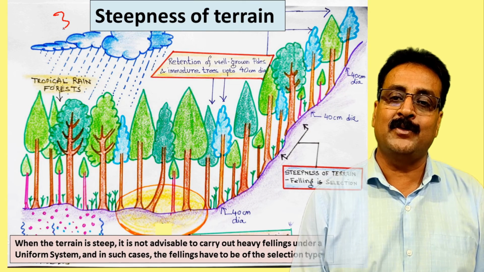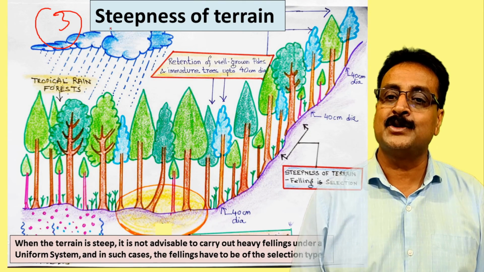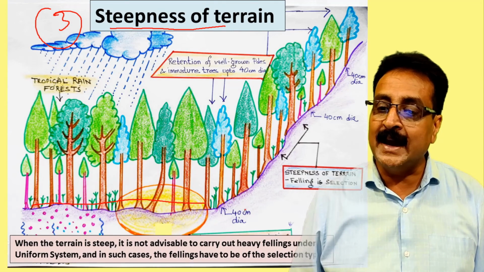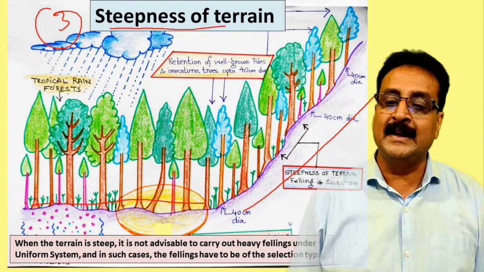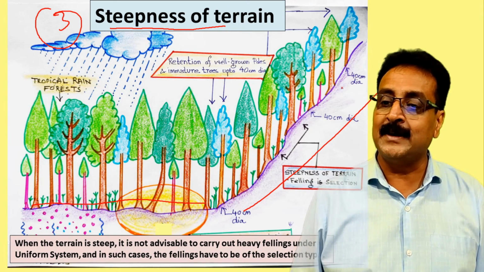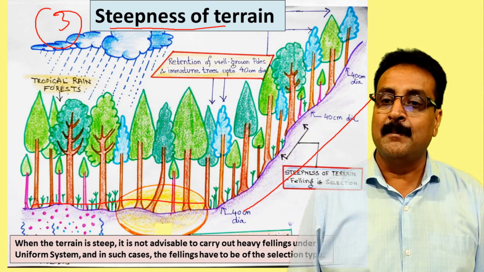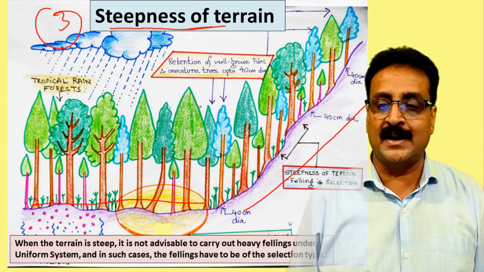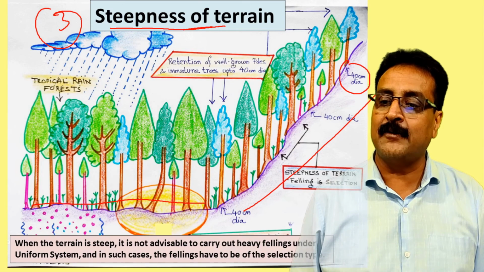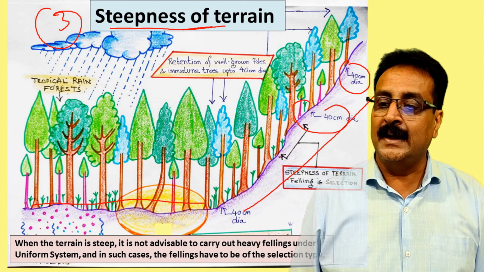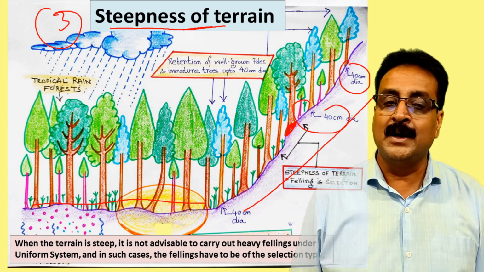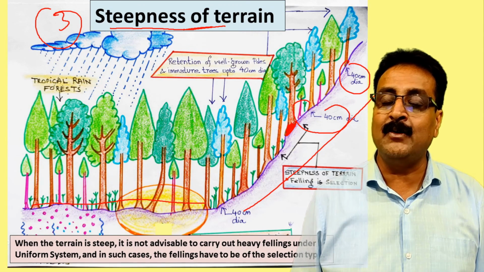Number 3 point we are going to discuss in the pattern of felling is the steepness of the terrain. As I told you, in the same compartment you may have a plain area and a steep area. In the plain area, we follow the uniform pattern, and in the steep area, we follow the pattern of the selection system. You can see the steepness of the terrain. We are maintaining this 40 centimeter dia and below. Because of the steepness, this is risky. If you fell here, it will be very risky. So what is the risk?